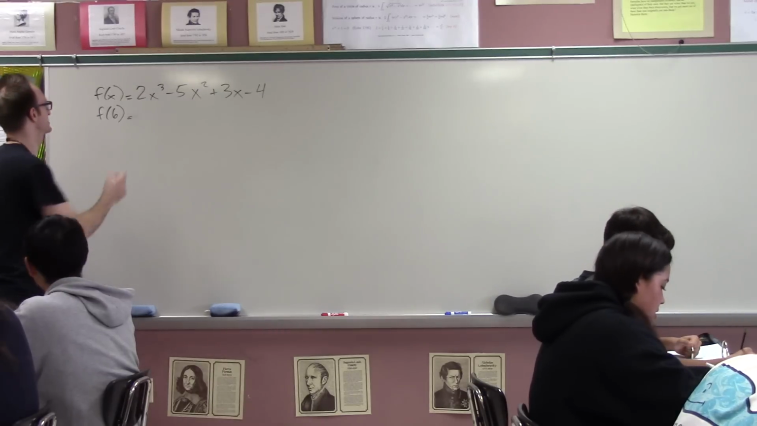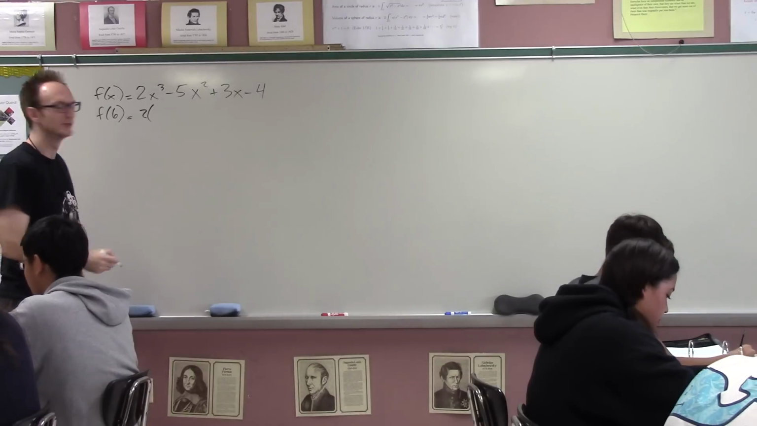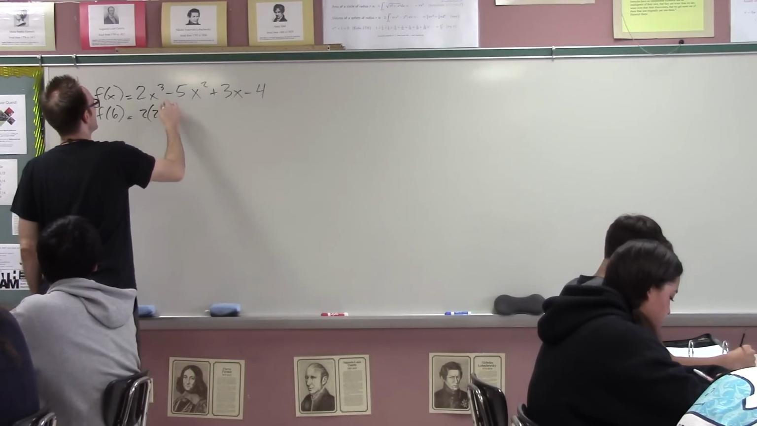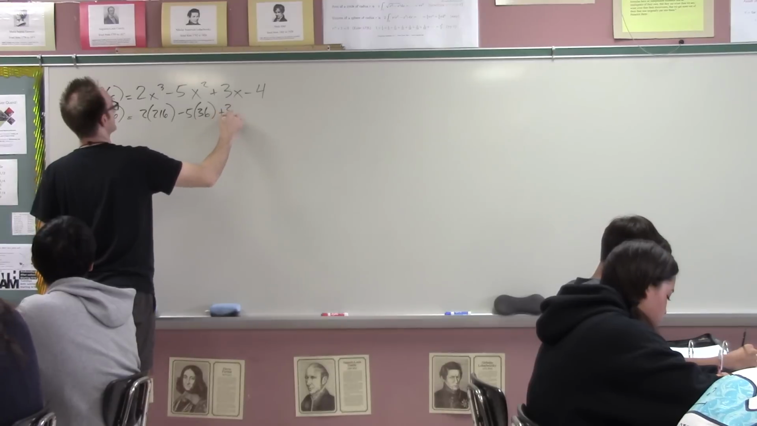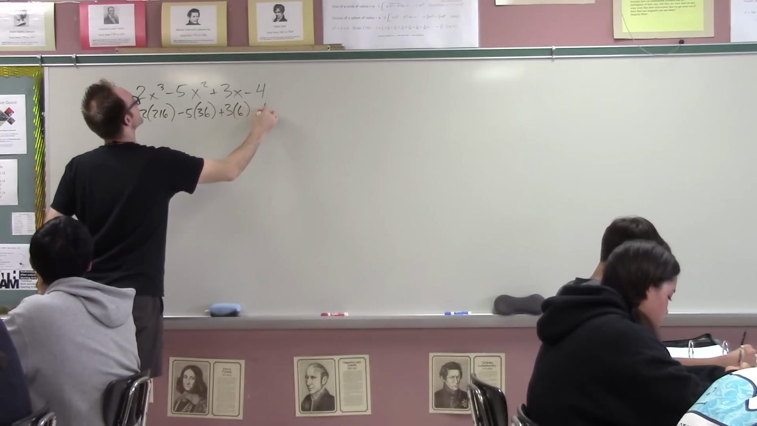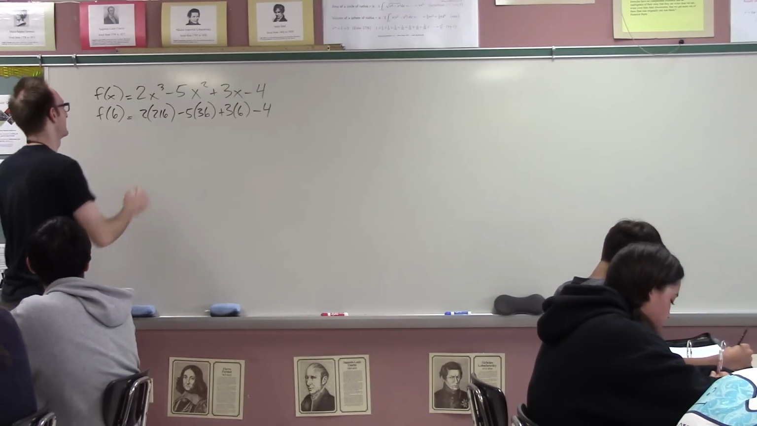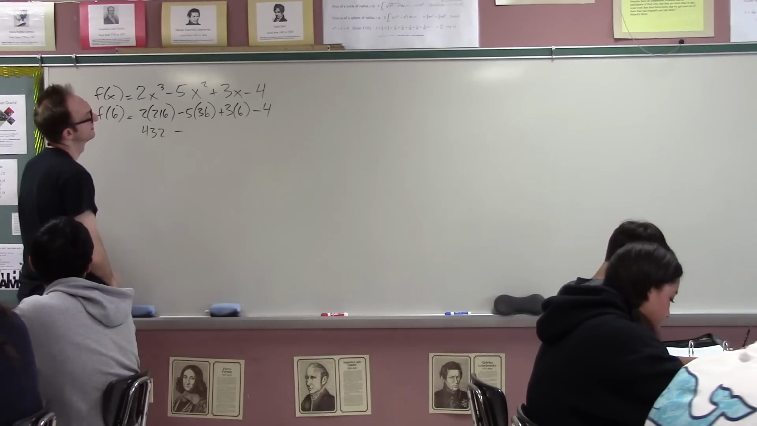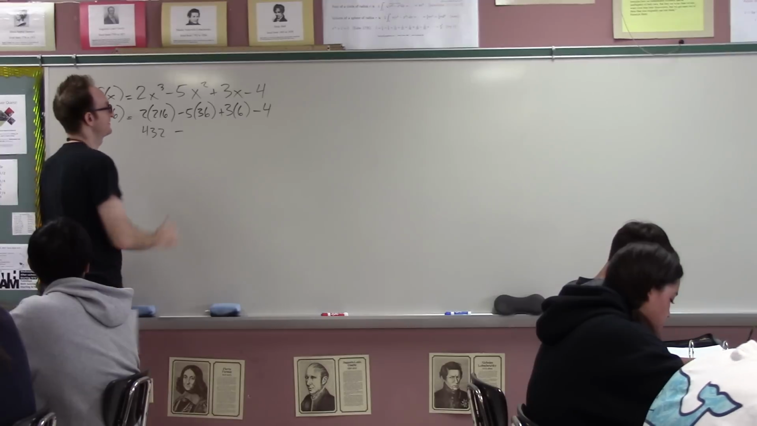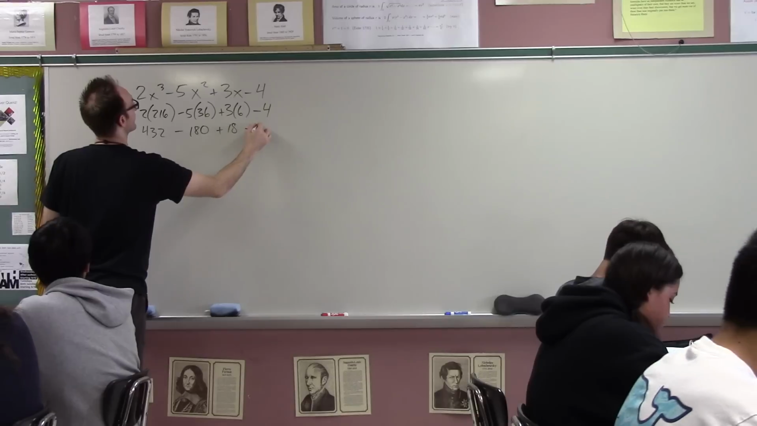Even though they're all integers, it's like 2 times... You guys just know what 6 cubed is offhand? 216. It's 216, and then 36, and then 3 times 6 minus 4. I have to do more math. Like 432 minus 180 plus 18 minus 4.